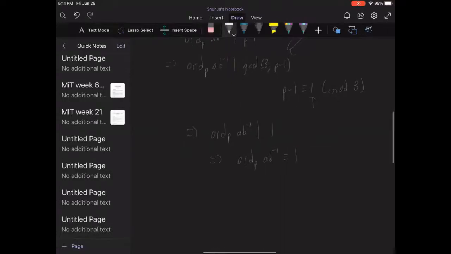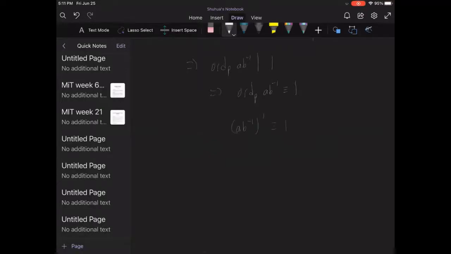And now we use the definition of order. So this tells us that A times B inverse to the power of 1 is congruent to 1 mod P. And that just finishes it. Since if we multiply both sides by B, A is congruent to B mod P.